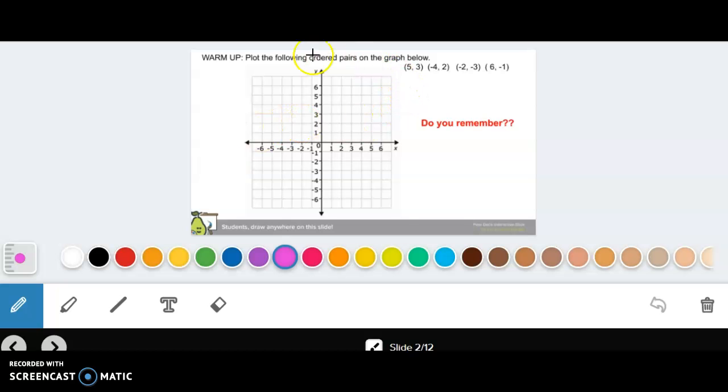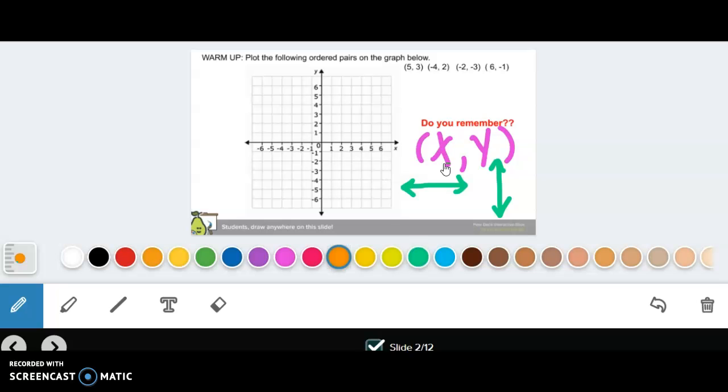This is a warm-up slide. Okay, so you are plotting points. Remember that when we plot, X goes first and then Y. So that means you need to find your X by either going left to right first, and then you move up or down depending on if your Y value is positive or negative.